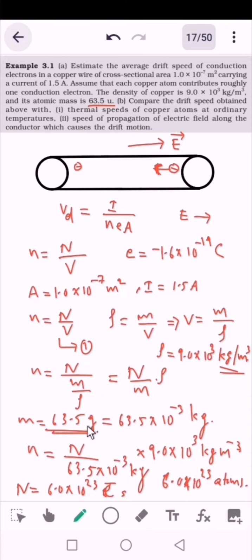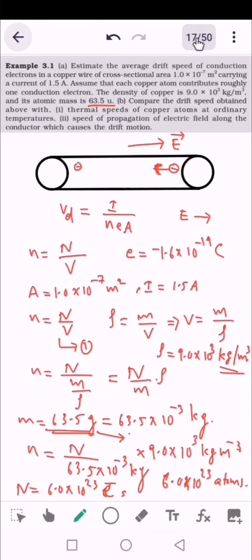As we know, 1 gram atomic mass is equivalent to 1 mole of substance. This 1 mole of a substance contains 6.023, which you can approximate as 6.0 into 10 to the power 23 atoms. So if one atom contributes 1 electron, how many electrons will there be if there are 6.0 into 10 raised to 23 atoms? It will be 6.0 into 10 raised to 23 electrons.